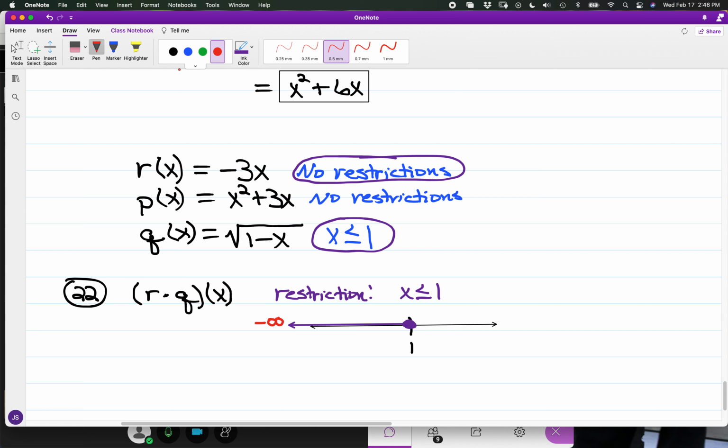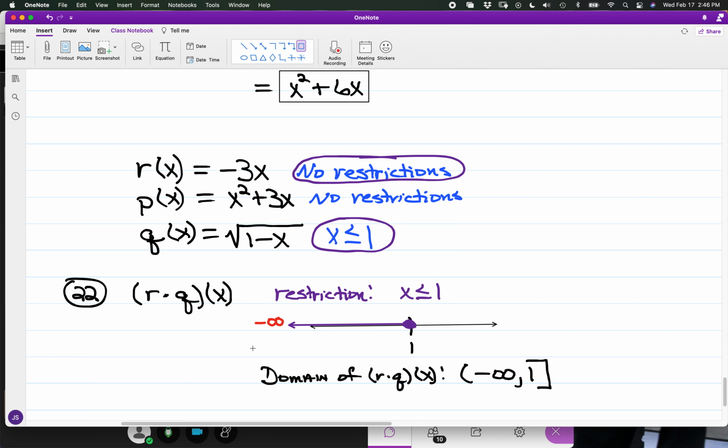Okay, so for the domain of r times q of x, again we have proceeding from negative infinity, and we have approaching and including 1, and the 1 is going to be in the bracket. So again, for this portion, that is going to be the domain.